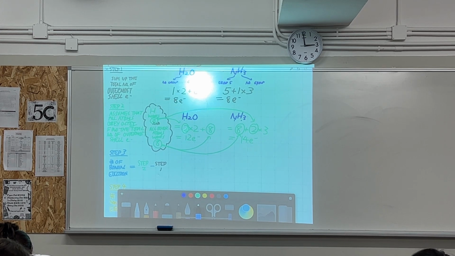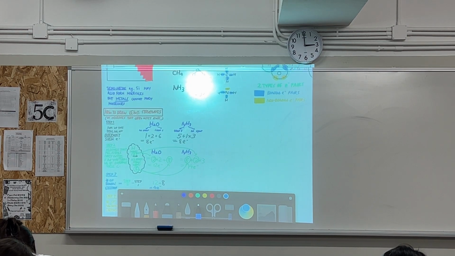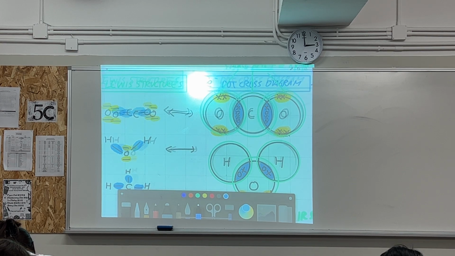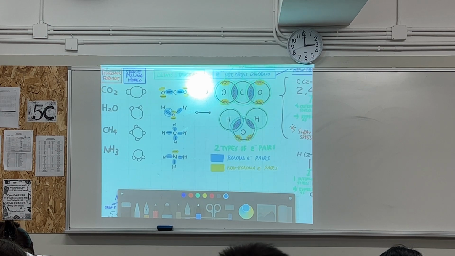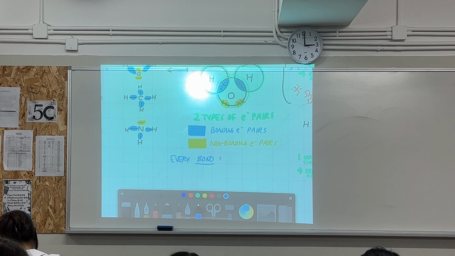Can you take the answer from step 2, subtract the answer of step 1 from it? 4, yeah, so you have 12 minus 8 equals 4 electrons. How many electrons are needed to form a bond? Let's see, this is a bond. How many electrons are there in a bond? 2, yeah, so this is another very important note that you must put down. Every single bond, every bond you see is made of 2 electrons.